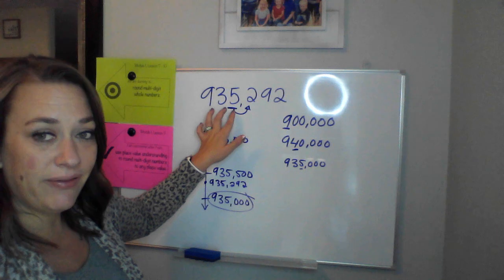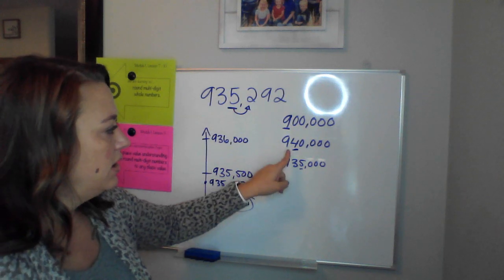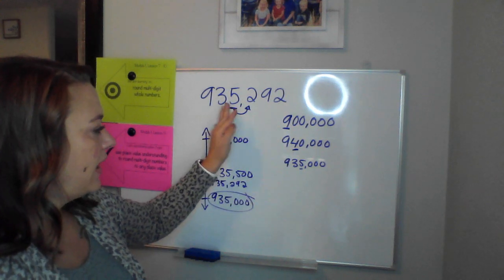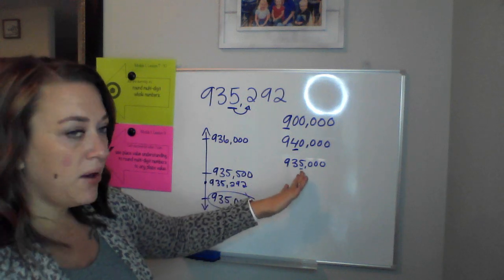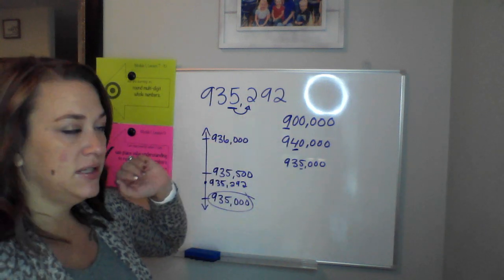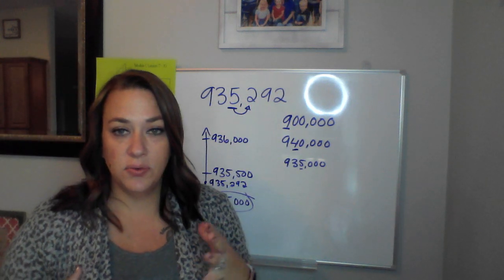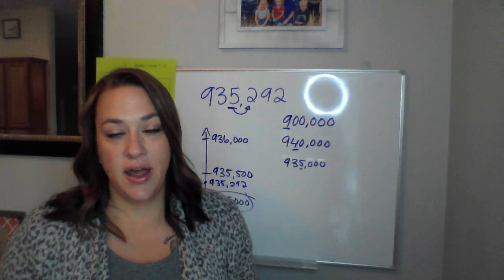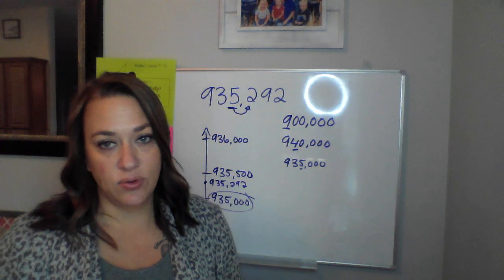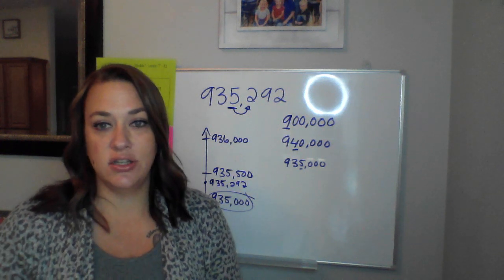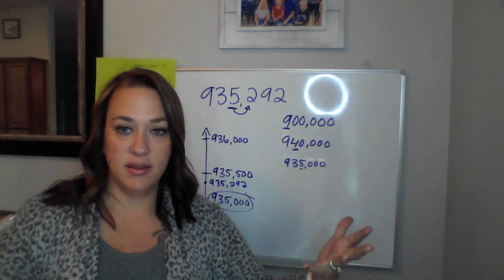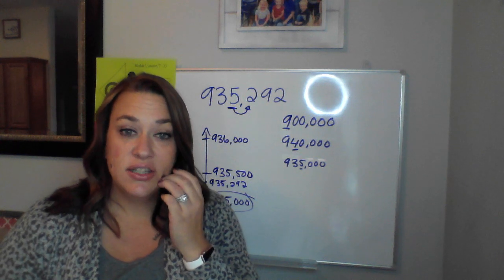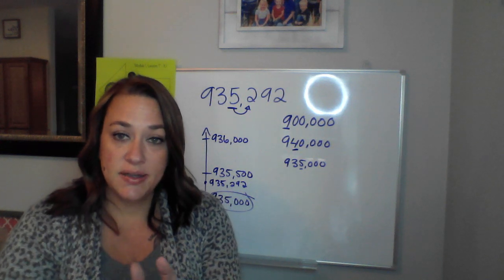With the 100,000s, we were about 35,000 off. With the 10,000s, we were about 5,000 off. With the thousands, we were just off by hundreds. So when they are asking you to round numbers, like about how much did you spend at the store? About how much did you make over the month? You're going to want to try to get as close to the actual number as possible.